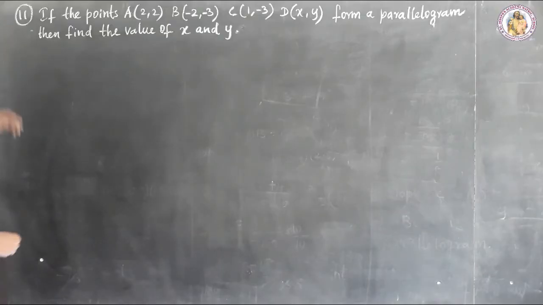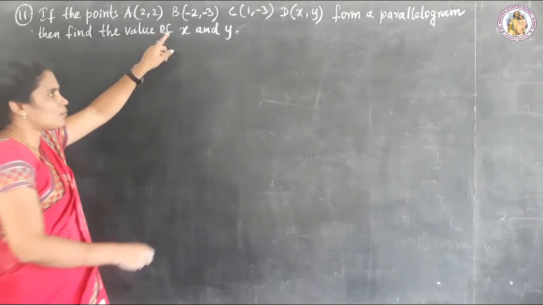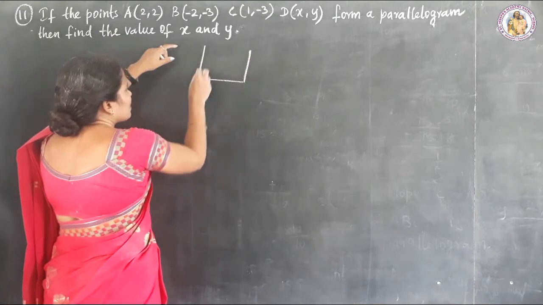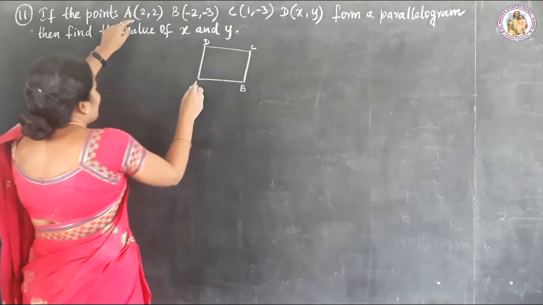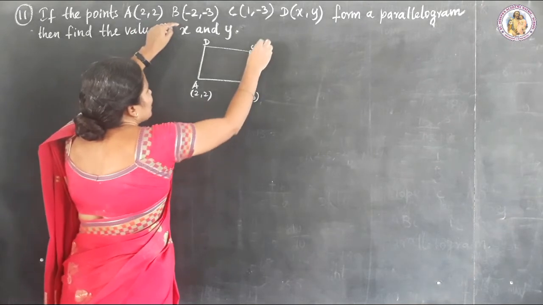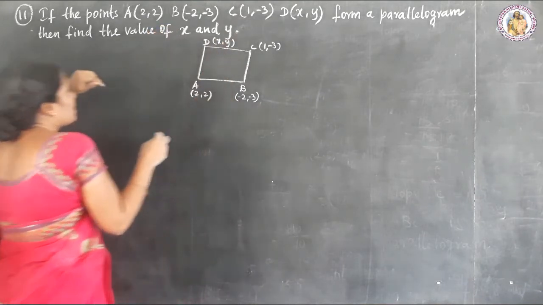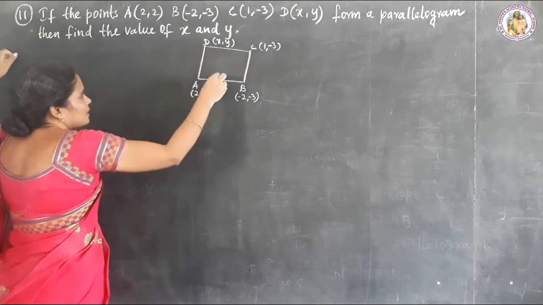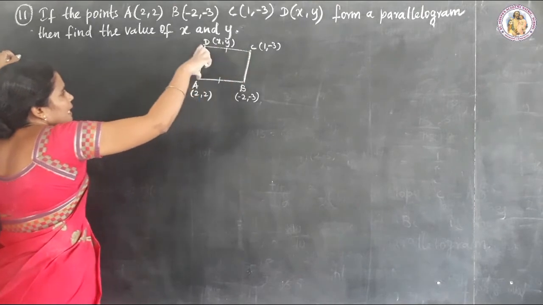Question number 11. If the points A, B, C and D form a parallelogram, then we have to find the value of x and y. It is given as parallelogram ABCD, with A (2, 2), B (-2, -3), C (1, -3) and D (x, y). Now let us find slope of AB and slope of CD. As you know, AB is parallel to CD and BC is parallel to AD.